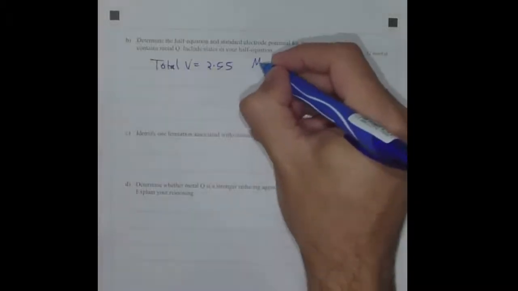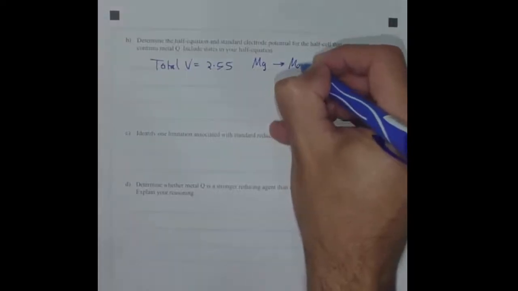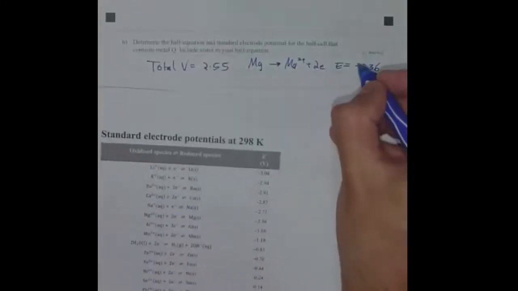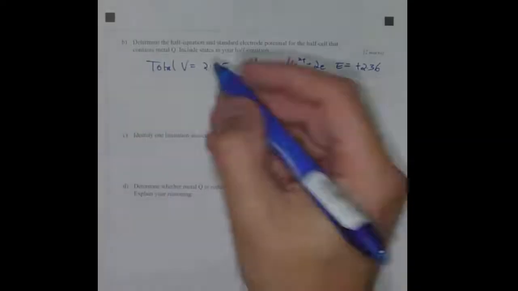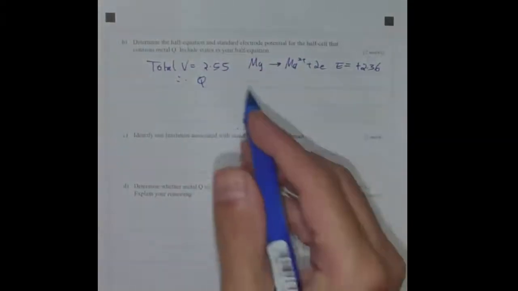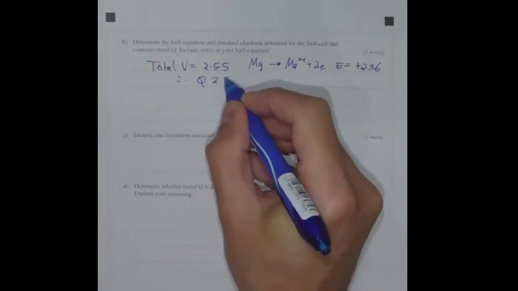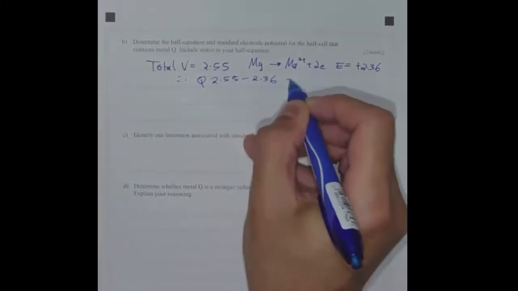So the total V equals 2.55, and we have magnesium going to Mg2+ plus 2 electrons. So we just have to find the reduction table. Magnesium is minus 2.36, in the reverse, so that's plus. All right, so therefore Q is more than that. So Q must be 2.55 minus 2.36.